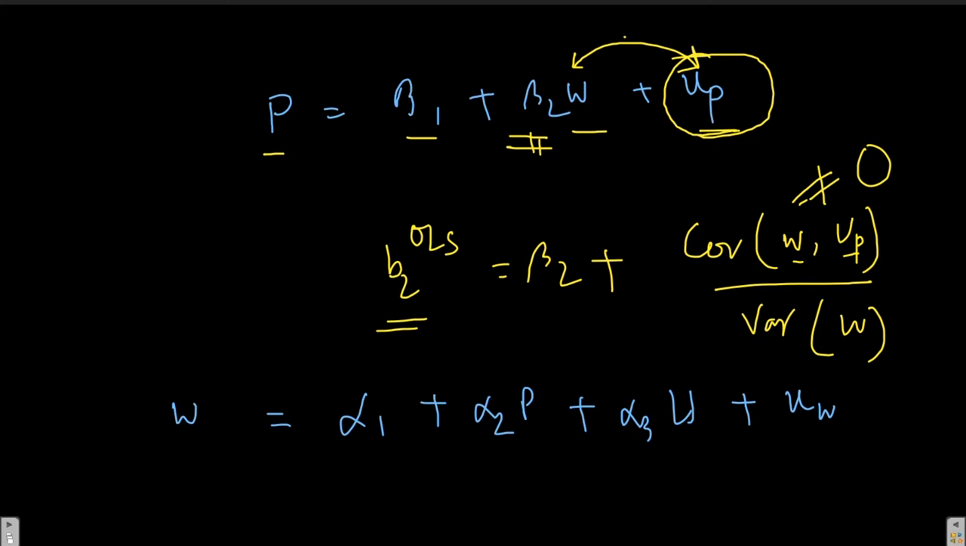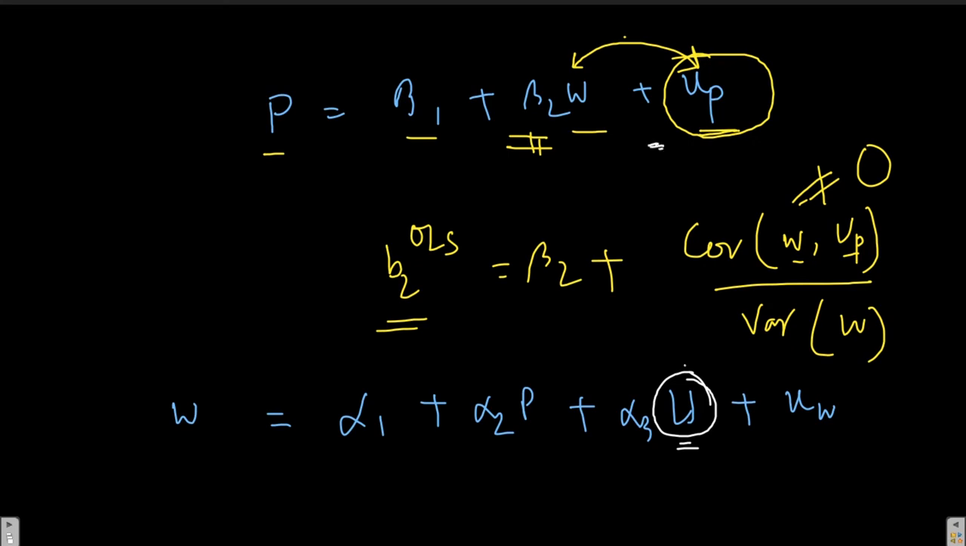All right. Now, this particular variable, capital U, is not determined by the equation. It is not an endogenous variable, but rather an exogenous variable. It is coming from outside. And this U is not there in the price equation.